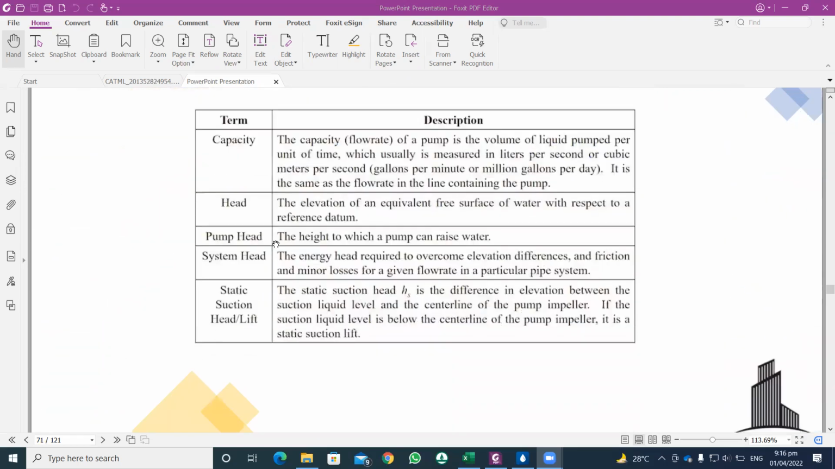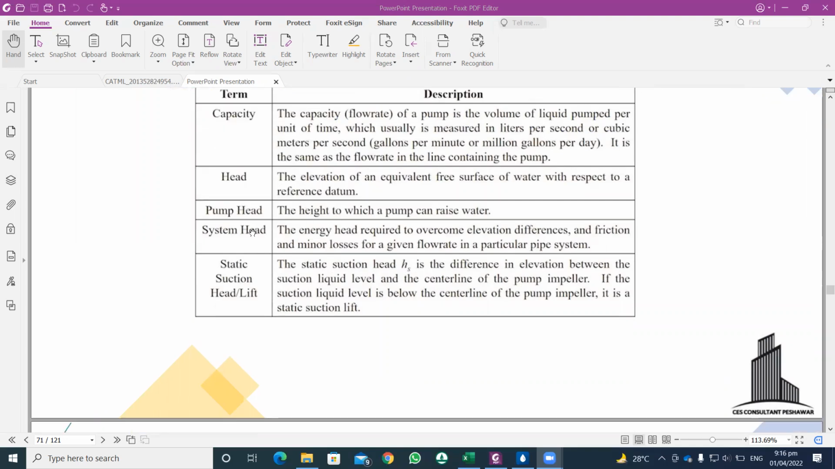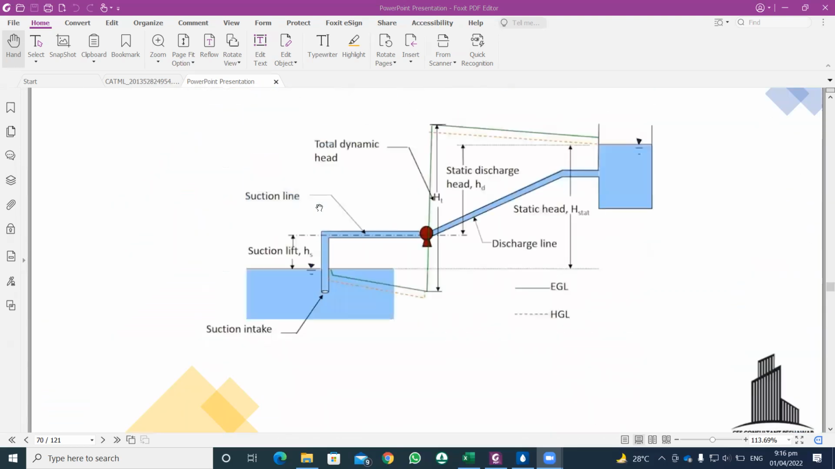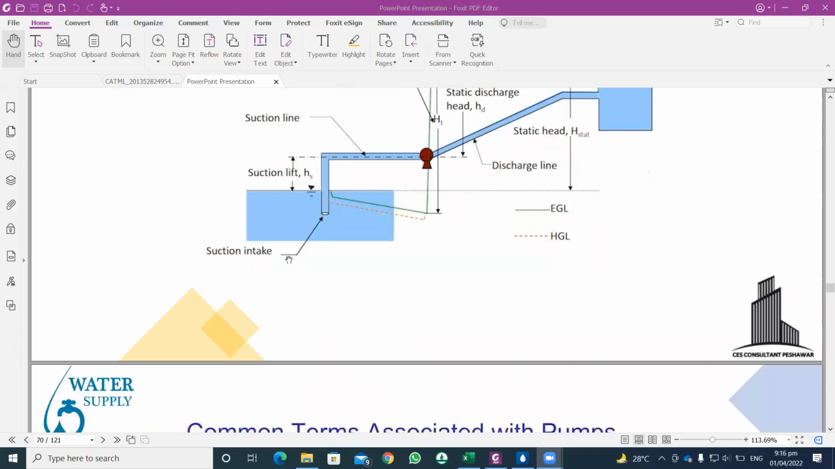Pump head is basically the head provided by the pump to the liquid to raise the water. System head is basically how much head will be required to reach some point by overcoming the elevation differences and the friction and minor losses for a given flow rate in a particular pipe system. Similarly, the static suction lift, as I showed you, is basically the difference between the reservoir water level and the center line of the pump.